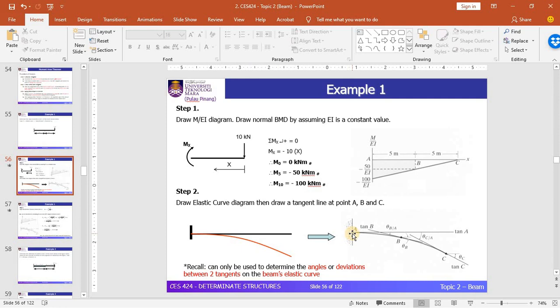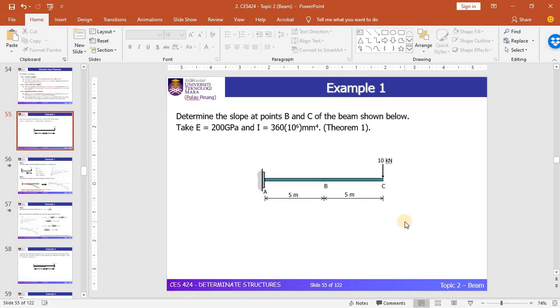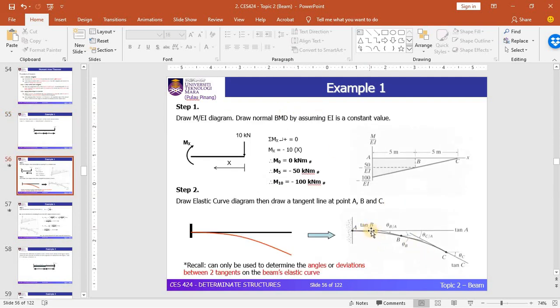Okay, so they have three tangent lines that you need to draw here. First is tangent line A, tangent line B, and tangent line C. So why do we need those tangent lines? Because in this problem, we want to get the slope at point B and at point C. That's why we need to draw the tangent line at B and the tangent line at C.